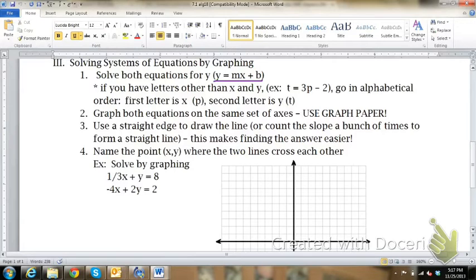Just make sure that you go in alphabetical order. So whatever letter comes first in the alphabet, you make that one an x. So out of P and T, P comes first in the alphabet, so P would be the same as x, and T would be the same as y.